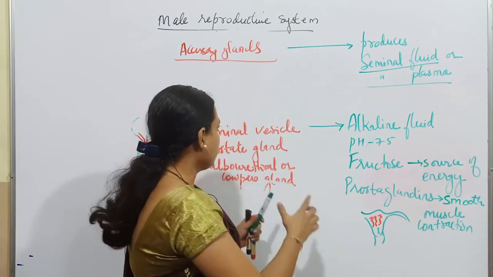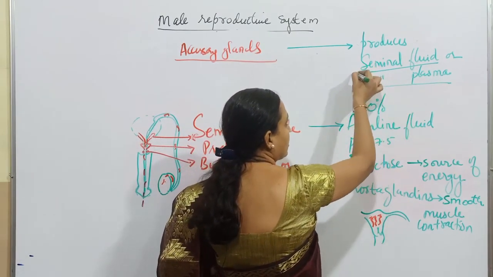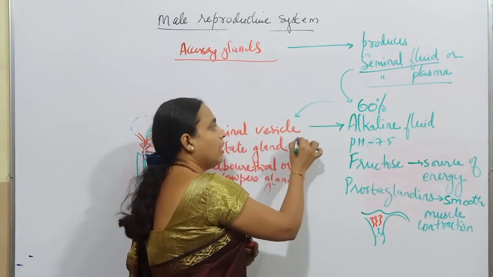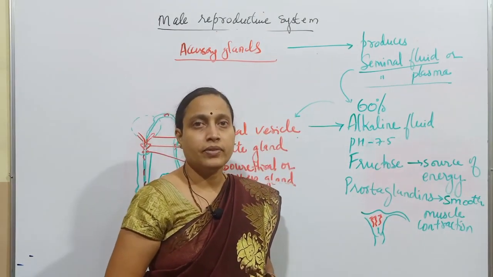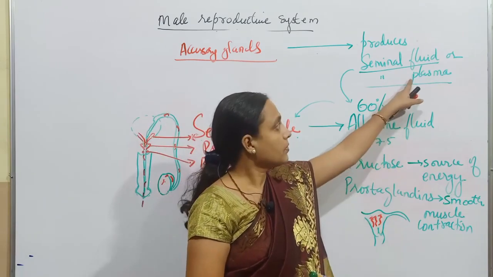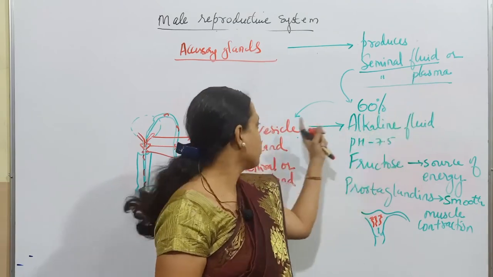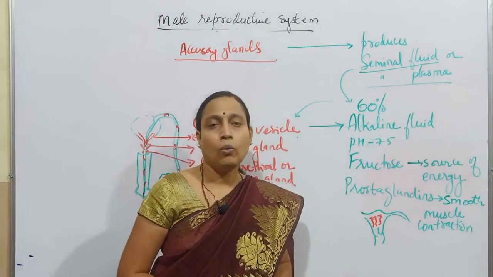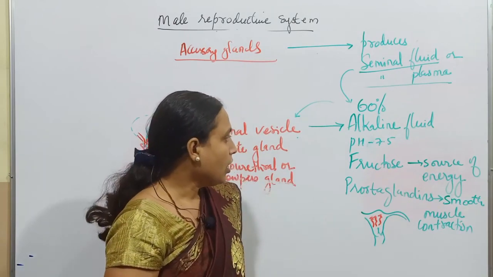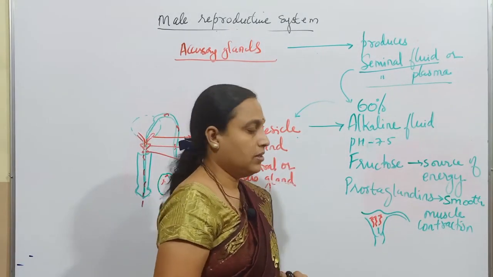Now in that, 60% contribution of the total seminal plasma is due to the seminal vesicle. That means if 100% of seminal plasma is present, out of that 100%, 60% of the seminal plasma is contributed by the seminal vesicle, which is an accessory gland. So this completes the seminal vesicle.